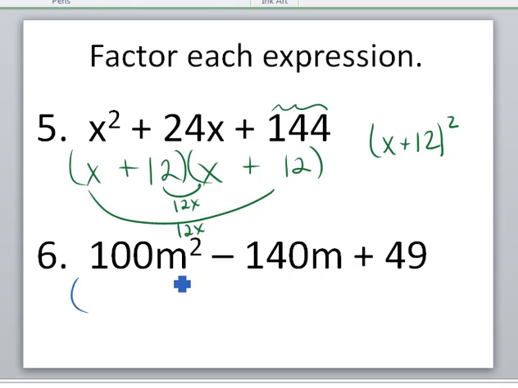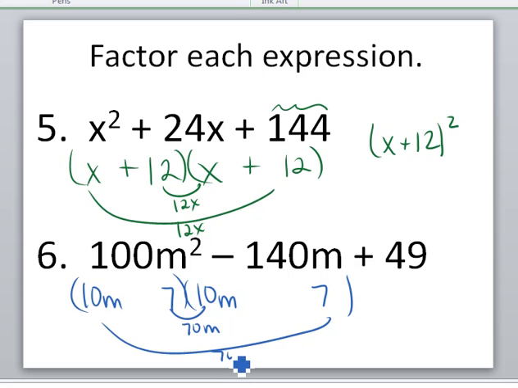On my next problem, I have a perfect square here. It's 10 times 10, and I need to put an m with each one of those because I need an m squared. And here's a perfect square of 7, so I'm going to put 7 times 7. Check this, gives me 70m and 70m. I need a negative 140, so I put a minus and a minus. This is 10m minus 7 squared.